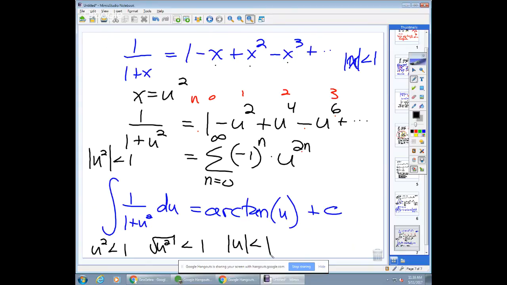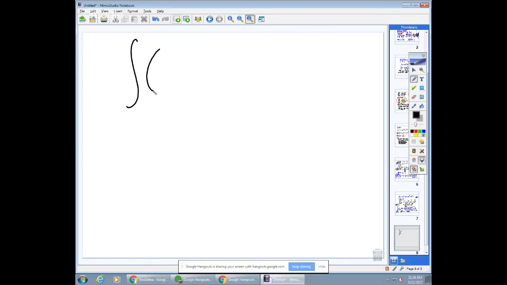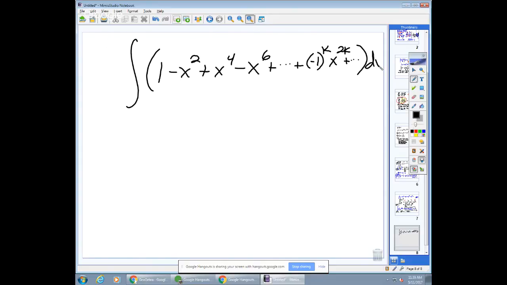Okay, no big whoop. But what we want to do is compare the integral on the left to the integral on the right. So we have to integrate term by term the right side. So, new page, we need to integrate 1 minus x squared plus x to the 4th minus x to the 6th plus blah, blah, blah. And sometime we're going to have negative 1 to the k times x to the 2k, and it keeps going forever and ever, dx. And I'm doing a definite integral here. I'm not worried about the boundaries at the moment, so I don't have any.